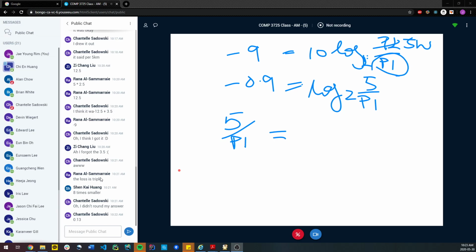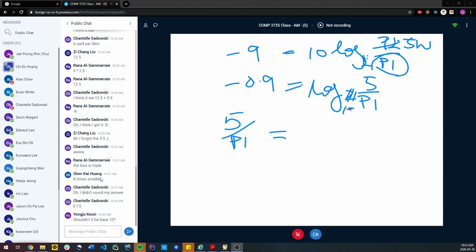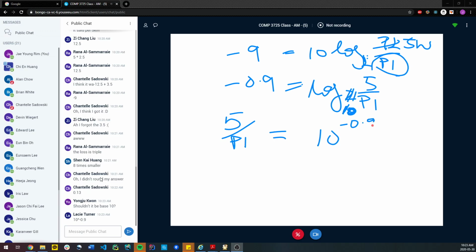So without computing the answer, which you're right, I just want to annotate this: it is not log base 2, this is log base 10. Sorry, my fault. So if you take 10 to the power of that, you get 10 to the power of minus 0.9. Exactly. So then P1 equals 5 divided by 10 to the minus 0.9.